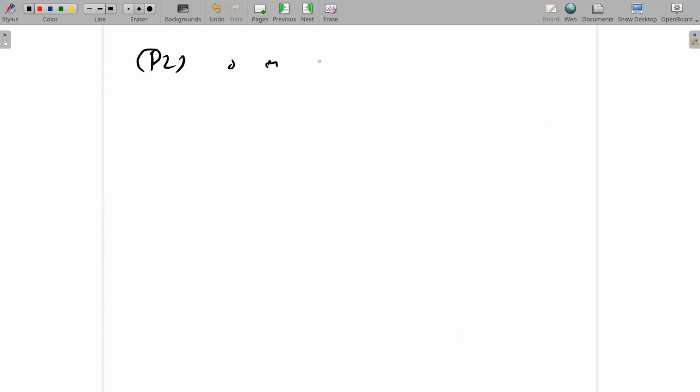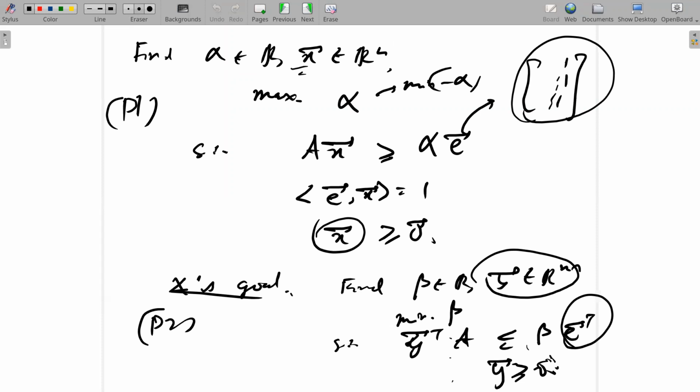P2 is in fact dual to P1. And that you can see because, think of these as consisting of variables x1, x2, xn, and then you have this extra variable alpha. So if I move the alpha here, essentially, you'll have something like AE times x alpha.